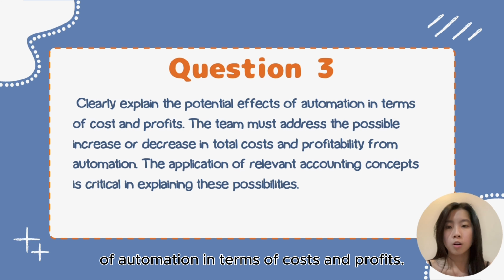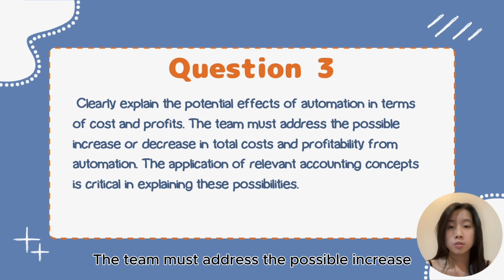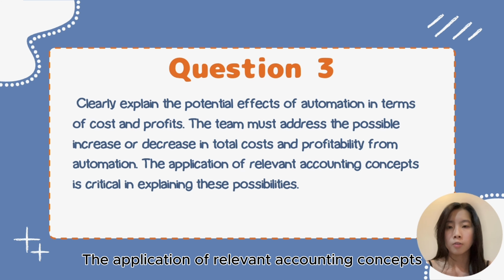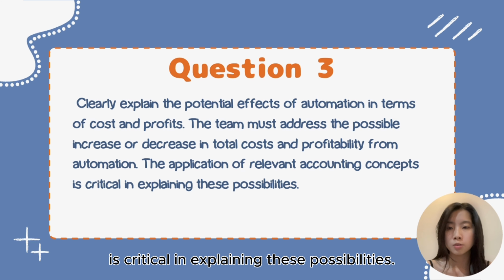Question 3 asks us to clearly explain the potential effects of automation in terms of cost and profits. The team must address the possible increase or decrease in total cost and profitability from automation. The application of relevant accounting concepts is critical in explaining these possibilities.